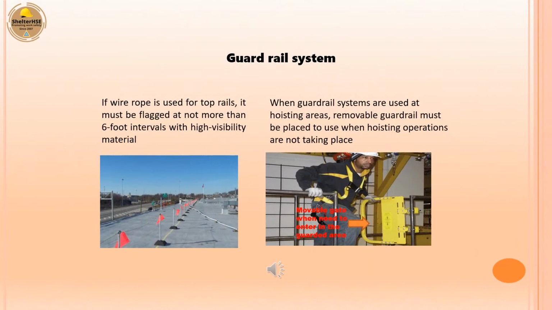If wire rope is used for top rails, it must be flagged at not more than 6-foot intervals with high visibility material. When guardrail systems are used at hoisting areas, a removable guardrail must be placed to use when hoisting operations are not taking place.